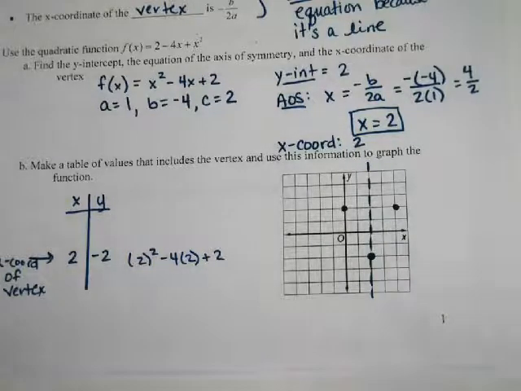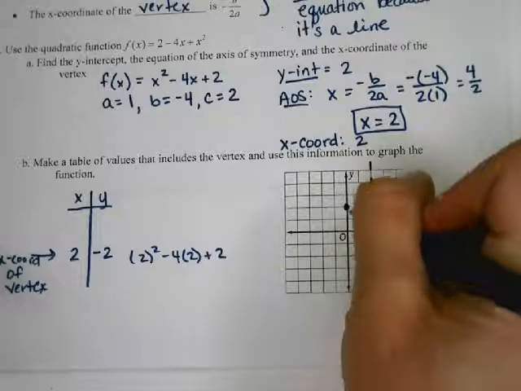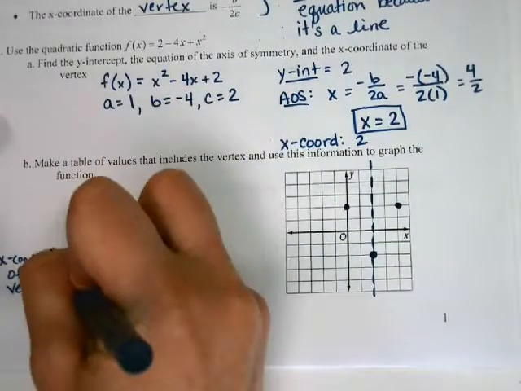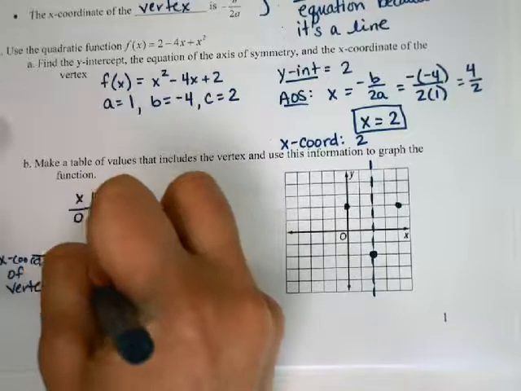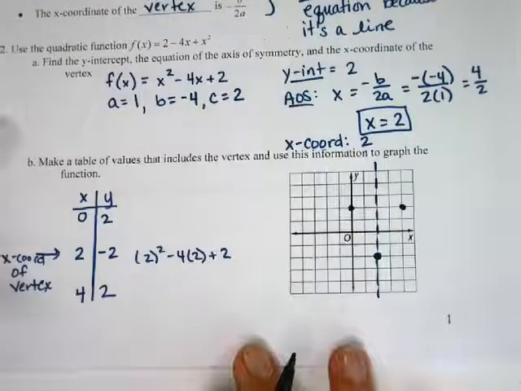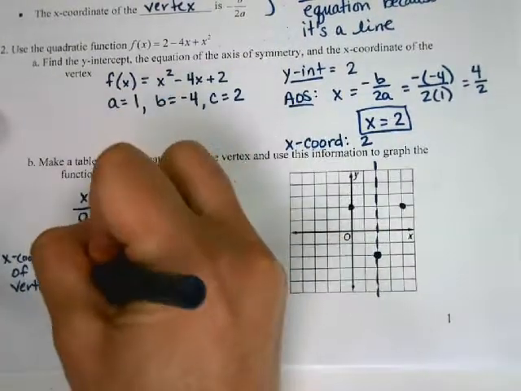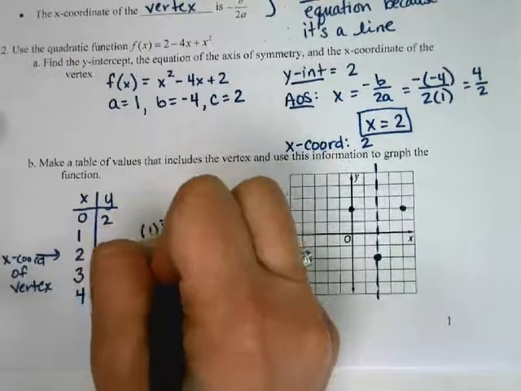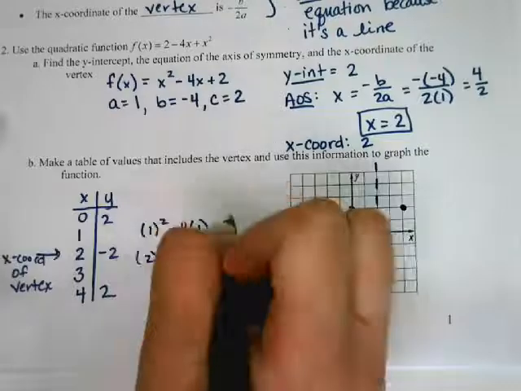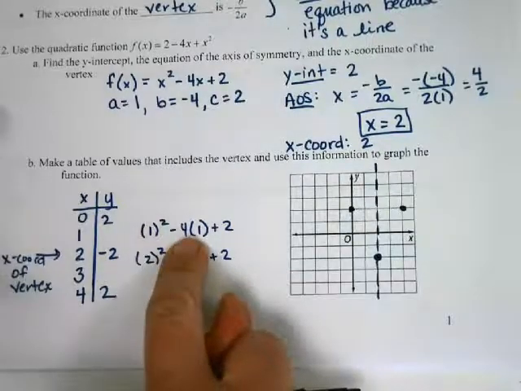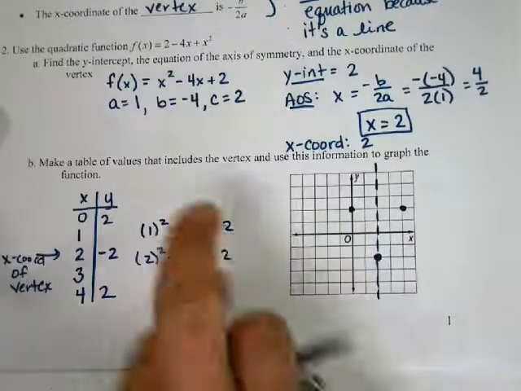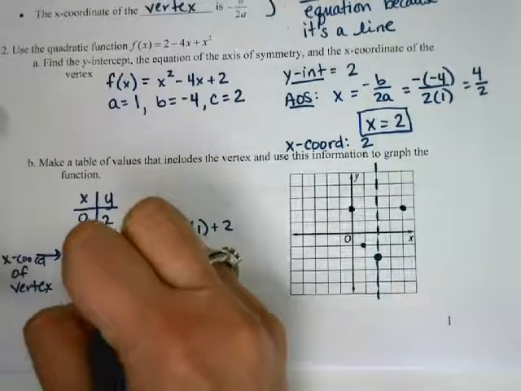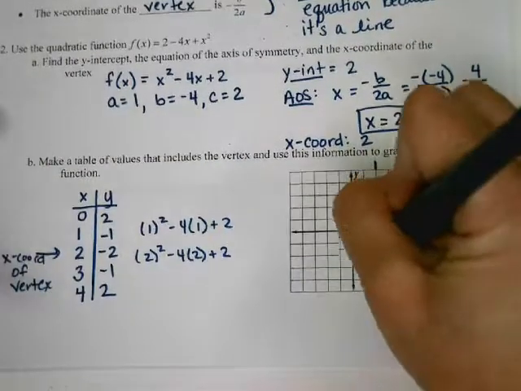Now, let's fill in some other things. We knew that 0 was at positive 2. That means that 4 is also at positive 2. Let's fill in the ones in between, 1 and 3. When I plug in 1 squared minus 4 times 1 plus 2, 1 minus 4 is negative 3. Negative 3 plus 2 is negative 1. That means 3 will also be at negative 1. And there's my parabola.